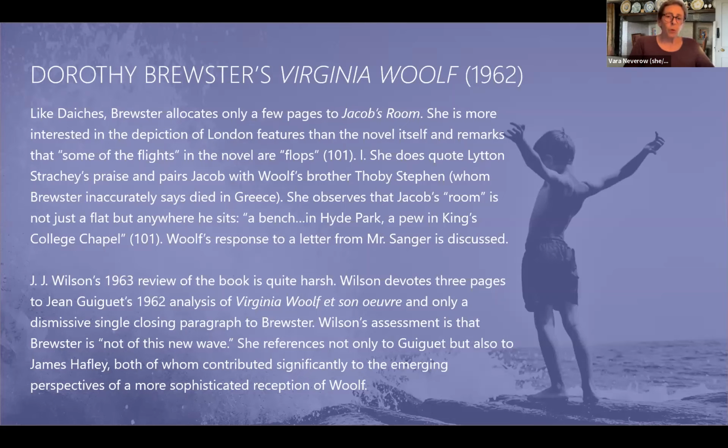J.J. Wilson, one of the founders of the Miscellany, wrote a 1963 review of Brewster's book and of Jean Gouget's 1962 publication, Virginia Woolf et son œuvre. And Wilson devotes 3 pages of a 4-page review to Gouget and only a paragraph to Brewster. And she observes regarding Brewster that she is not the new wave. And she mentions not only Gouget, but Hafley.